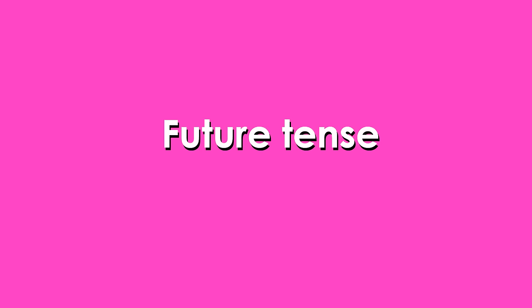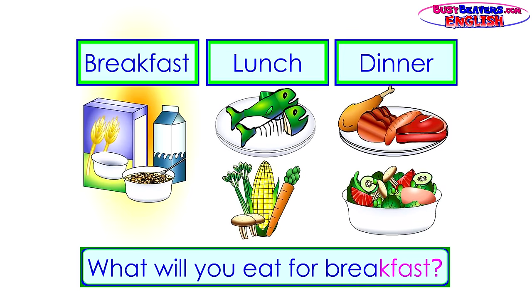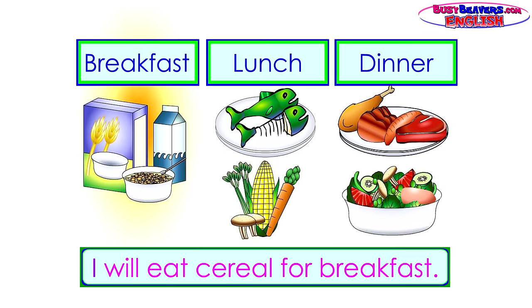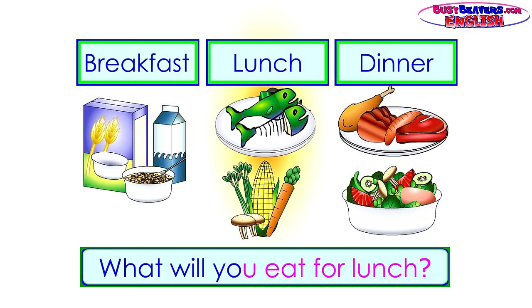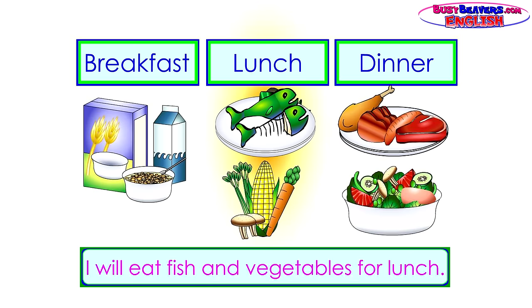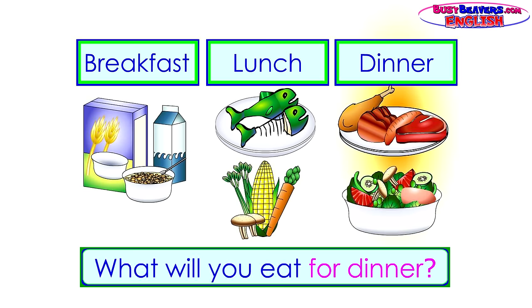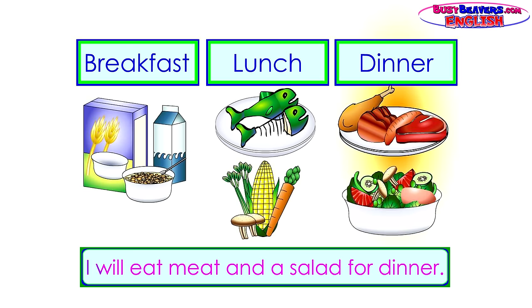Future tense. What will you eat for breakfast? I will eat cereal for breakfast. What will you eat for lunch? I will eat fish and vegetables for lunch. What will you eat for dinner? I will eat meat and a salad for dinner.